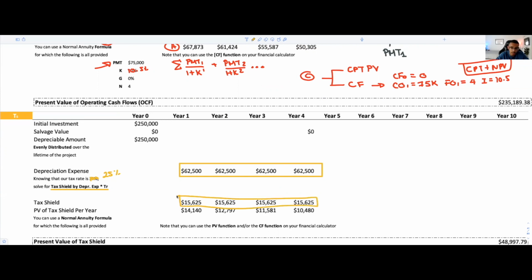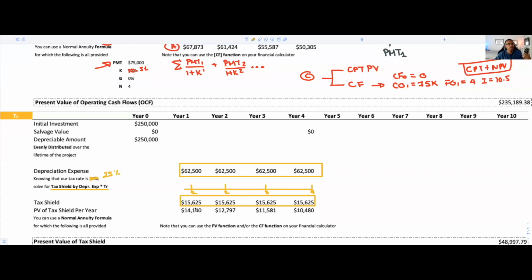So technically you're saving $15,625 in taxes every single year. You can even build a timeline if you want to. It's really up to you. And you have this as being 1, 2, 3, 4. You would have a tax shield of $15,625 every single year. But those cash flows are not happening today. They're happening in the future. And because the tax shield is occurring in the future, you need to discount it all the way back to t equals 0.